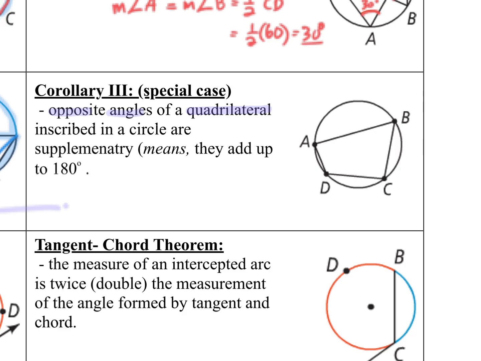Opposite angles of a quadrilateral inscribed in a circle are supplementary. It means that they add up to 180. Let's give you an example for you to understand it very clearly. The keyword in here is opposite angles. So angle A, the opposite angle of it is angle C. And this is angle B, and the opposite of it is angle D. Remember that the corollary simply says that they add up to 180 degrees.